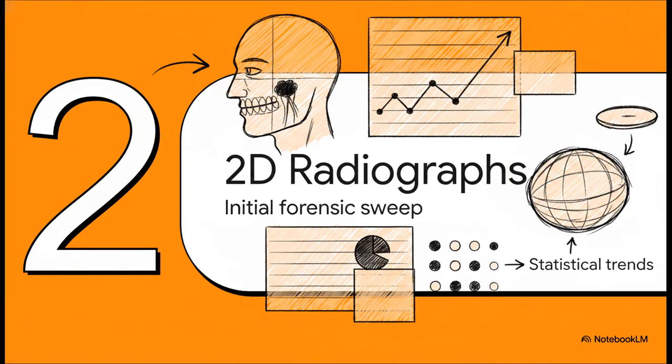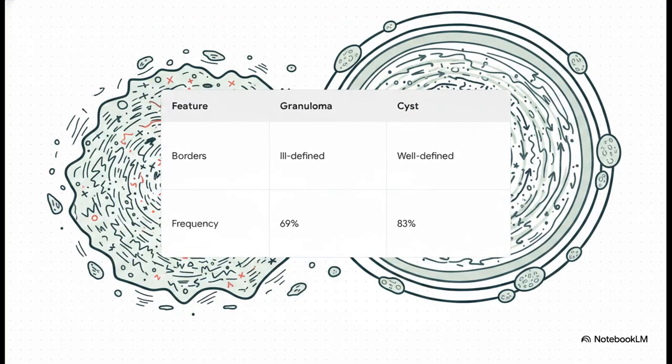Moving right along to Section 2, clues in 2D radiographs. Let's do our initial forensic sweep. Now, we all know 2D imaging crushes 3D anatomy into a flat picture, which makes a 100% definitive diagnosis nearly impossible. But we can lean on some really strong statistical trends here. Because a cyst enlarges slowly, usually driven by osmotic pressure pulling fluid into the center, the surrounding bone actually has time to react. The result?